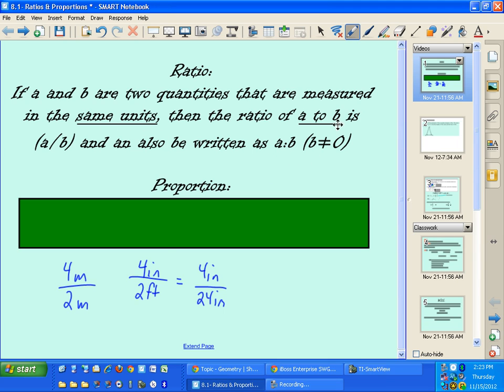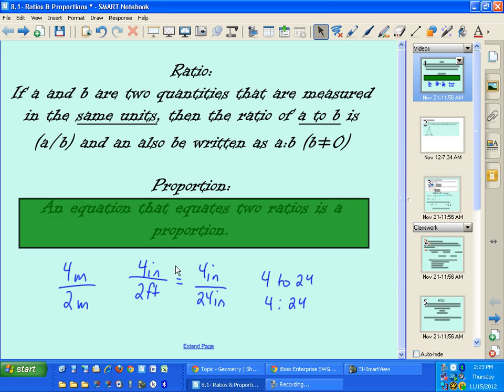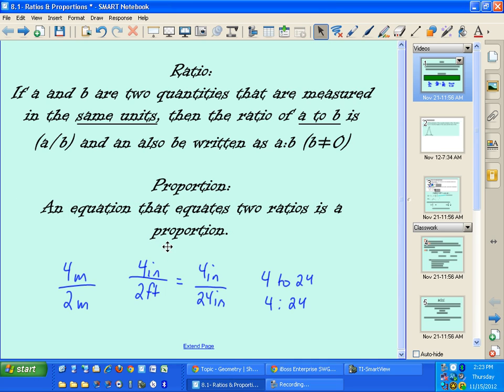They can be written as a fraction, which is the way I wrote them down here. You could write them as 4 to 24. You could reduce them, or you could write it as 4 colon 24, which is read 4 to 24. So these are all different ways to write a ratio. And if you have two fractions, two ratios that are equal to each other, then you have a proportion. So if I had 4 over 24 as my ratio, and maybe I reduced it and turned it into 1 over 6, then this would be a proportion where you have two fractions equal to each other.